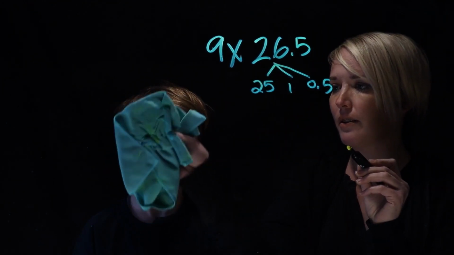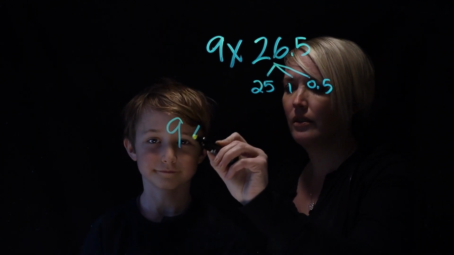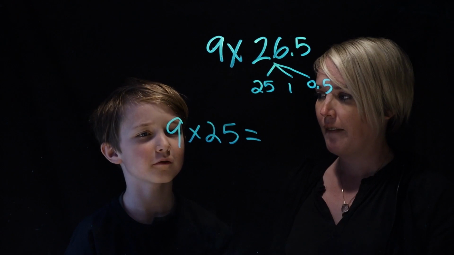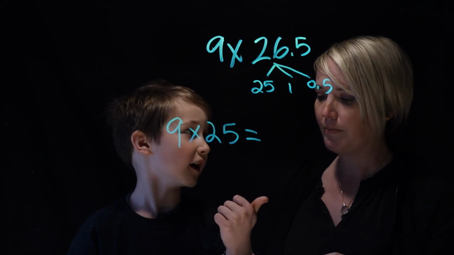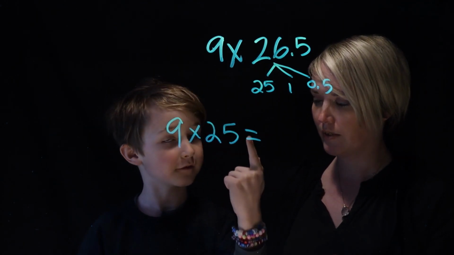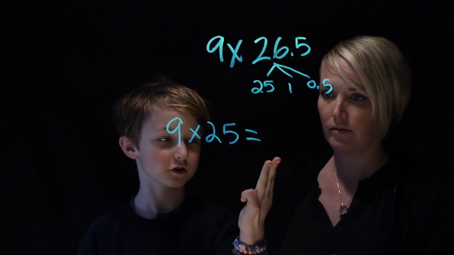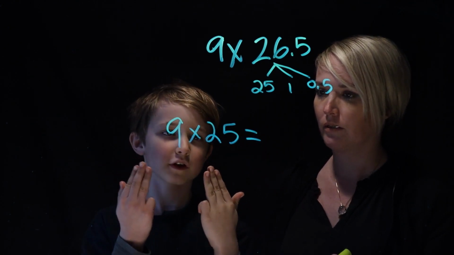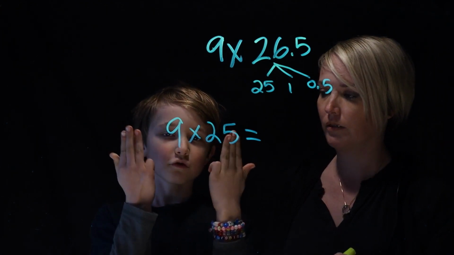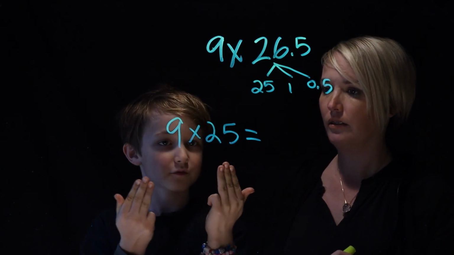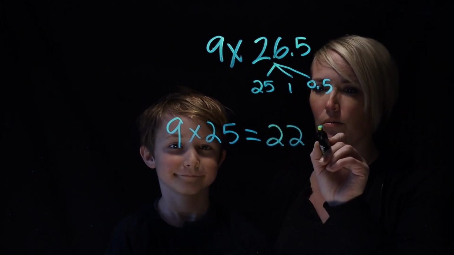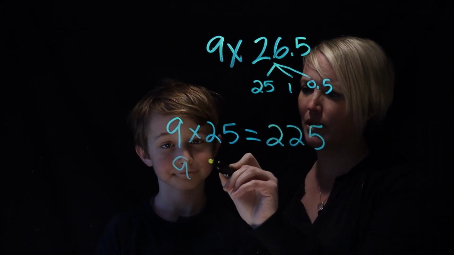So 9 times 25, what does that equal? It's equal to 25, 50, 75, 100. So now I know that 4 is equal to 100. So then 200, and then plus 1 more to get 225. Okay, so 225.